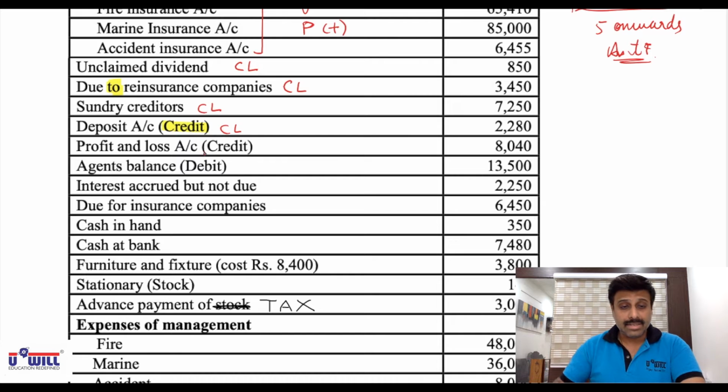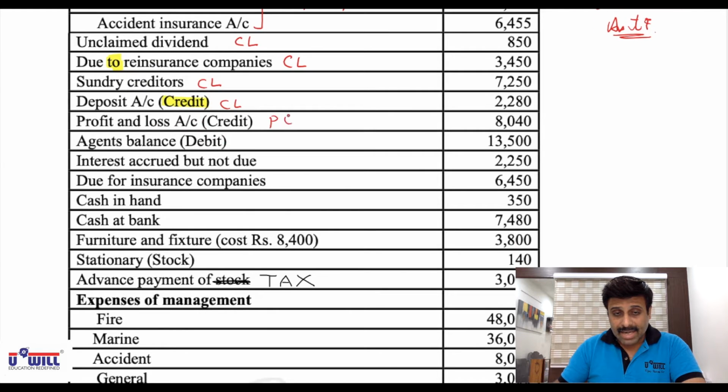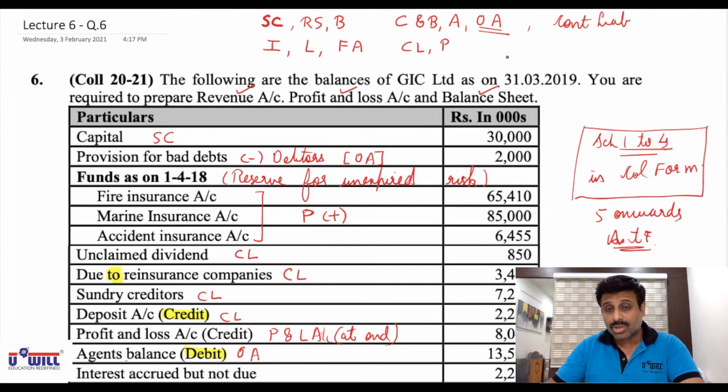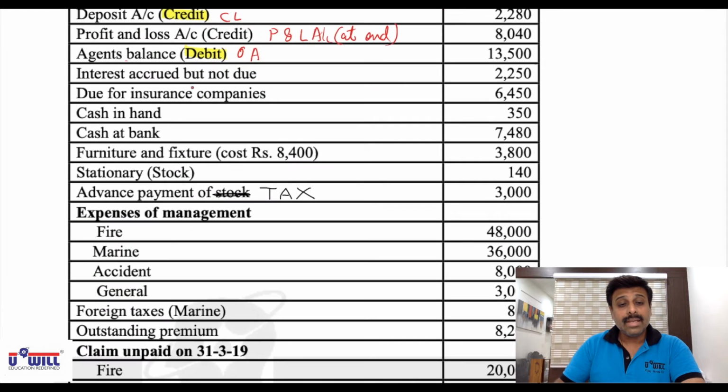After advances, other assets. P&L account credit balance we will directly show in P&L account at the end. We add the opening balance of P&L account over there. 8040 will show at the end in P&L account itself. Then agents balance. Now see, this is what I was talking about: deposit account credit, agents balance debit. Debit, so we will show it in current assets, other assets, where we also show debtors. Interest accrued. Accrued word is always used for incomes. Outstanding is used for expenses.